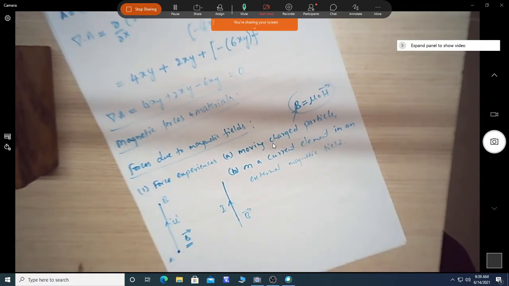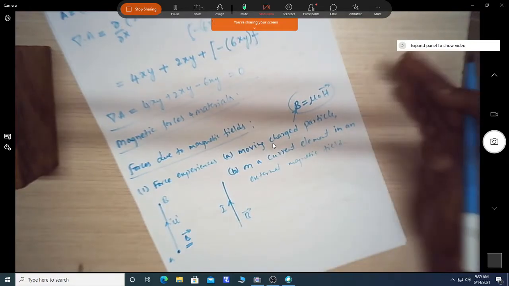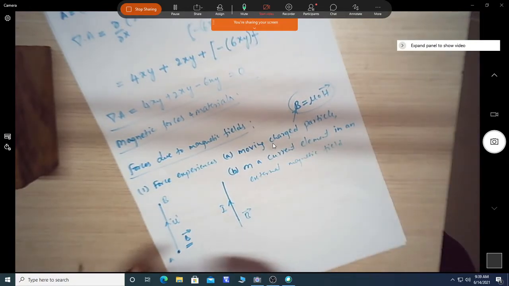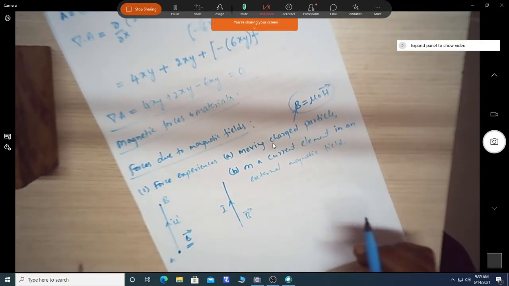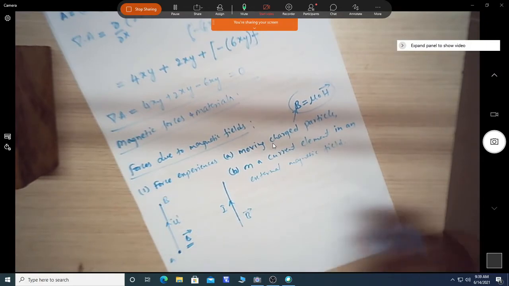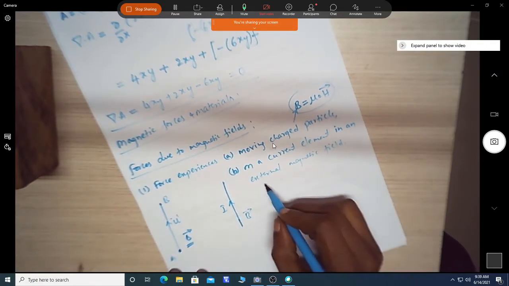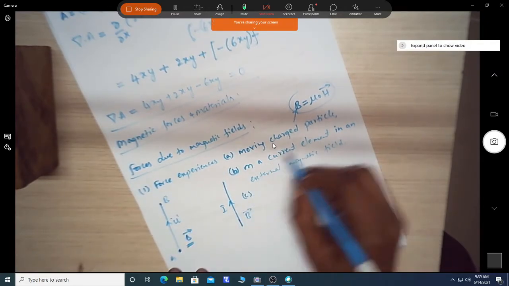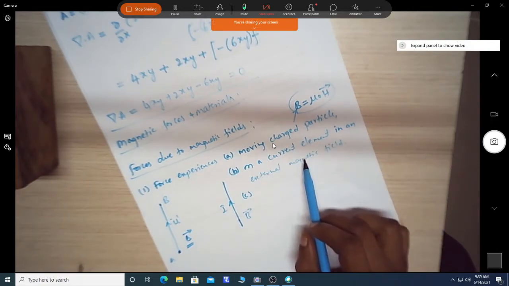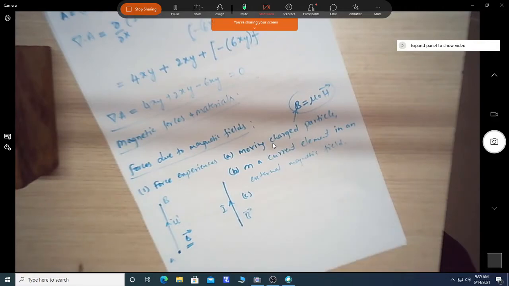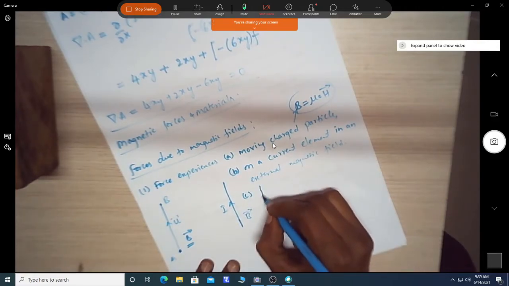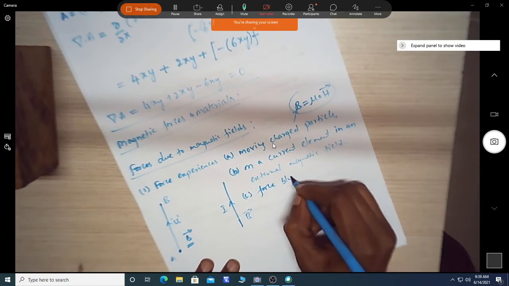Whenever there is a magnetic field, as we will see in later concepts, since the electric and magnetic fields are coupled, wherever there is a magnetic field there will be a perpendicular electric field. So this is the second case, where the current element experiences a force in an external magnetic field. Now the third one, the force between current elements.